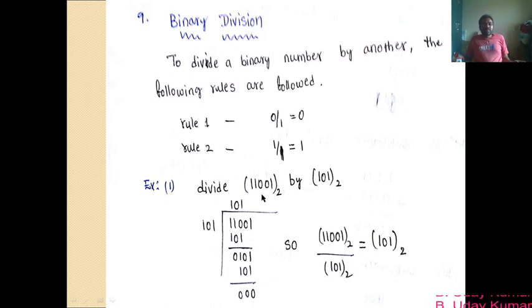This division is also similar to the division of decimal numbers. Remember decimal addition, decimal subtraction, decimal multiplication, decimal division. They are all similar to binary addition, binary subtraction, binary multiplication, and binary division. The only thing is that in the case of decimal numbers, you have the basic symbols from 0 to 9, but in binary numbers the basic symbols are only 2, which are 0 and 1. That is the basic difference.